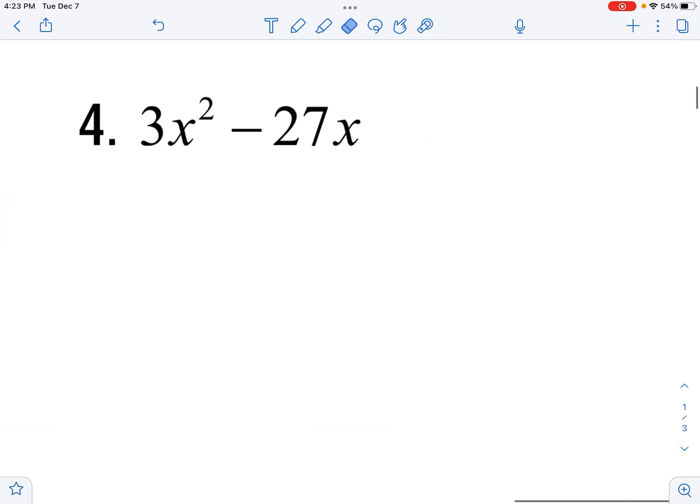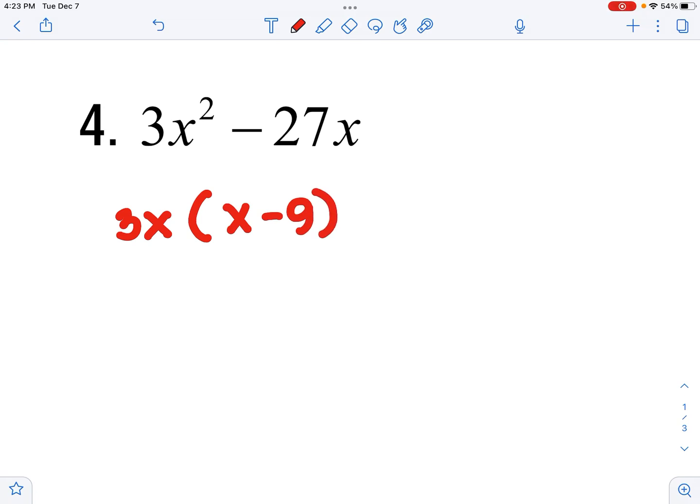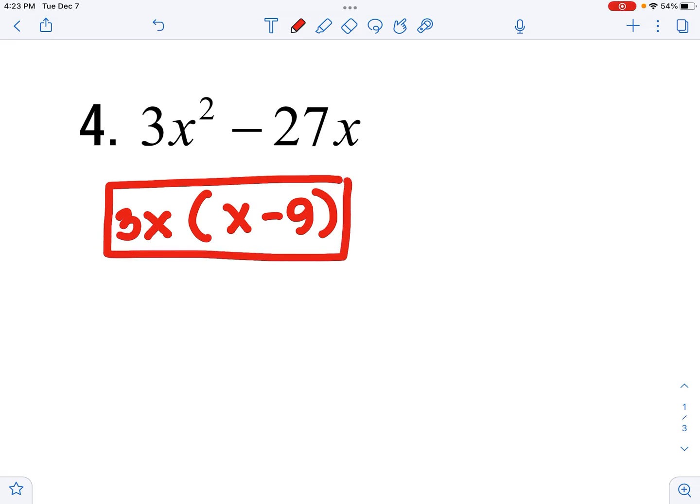All right, last one. First thing I do is I look for a GCF, and this time there is a GCF. These two terms have a 3 in common, and they have an x in common. So I'm going to factor out the 3x. Now when I'm factoring it out, I'm dividing it out. So if I take a 3x out of a 3x squared, I have x left. And if I take a 3x out of a negative 27x, I have a minus 9 left. Now if you look, this is not factorable anymore, so you have factored this completely.